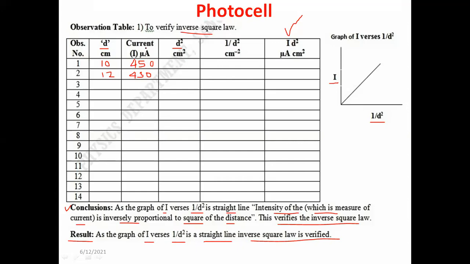Okay, and just take the square, then the inverse, and plot a graph. So this is an experiment requiring only 15 to 20 minutes, and the earlier one, the laser, needs only half an hour. So within 1 hour you can conclude these two experiments. After that, this is all about the experiment.